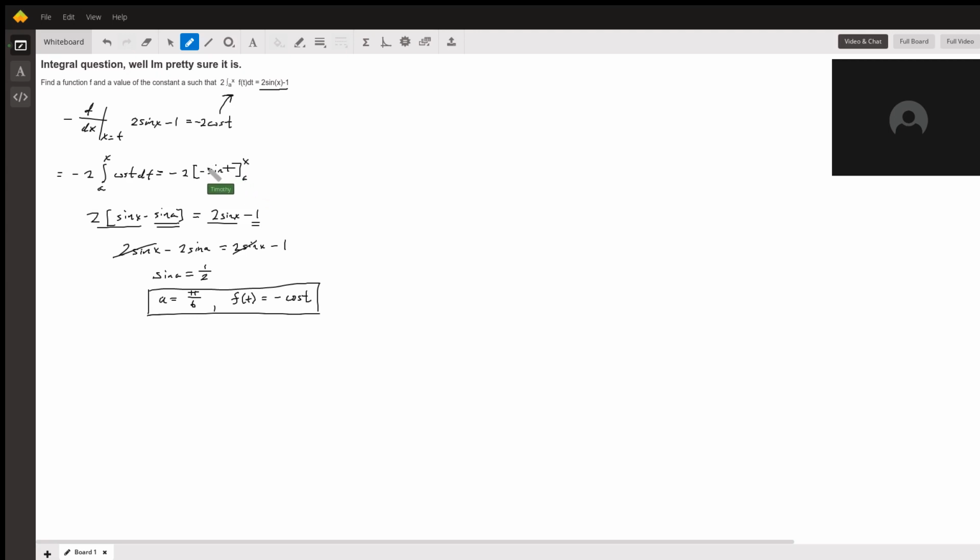After you do that, you can distribute this negative out. So it's just 2 times sine of x minus sine of a. And we need to set this equal to this, and we get 2 sine of x minus 1. So we cancel like terms and we end up getting negative 2 sine of a is equal to negative 1. Sine of a equals 1/2, and we know that's 30 degrees or pi over 6. So a is equal to pi over 6, and your f of t is going to be negative cosine t.